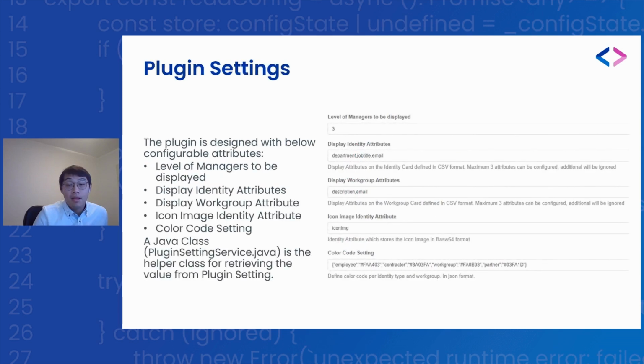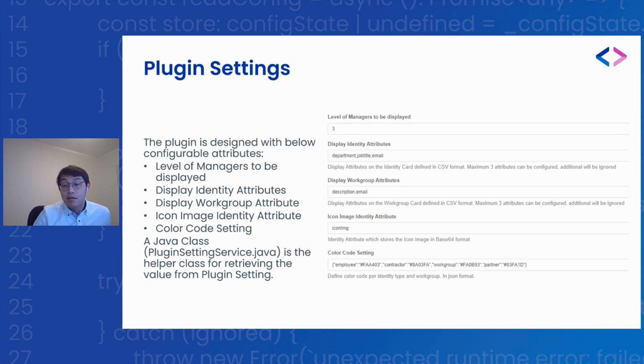The plugin is designed with the below configurable attributes. First, the level of managers to be displayed. Here we define 3. A big value may cause a potential performance issue. And the second, that we can define the identity attributes. Here, iMaxima supports 3 attributes to display due to the size of your node card. And also, we can define the workgroup attributes, such as descriptions or owner.